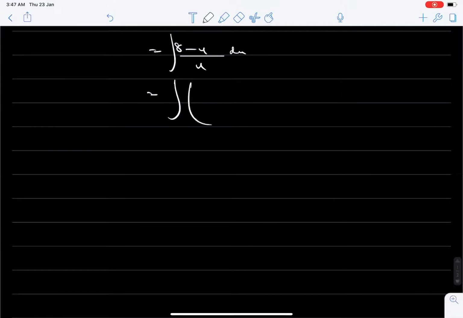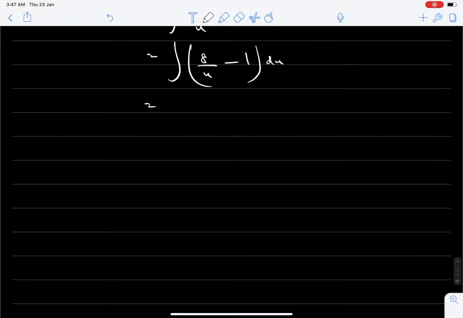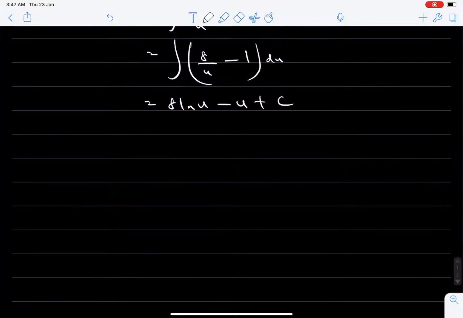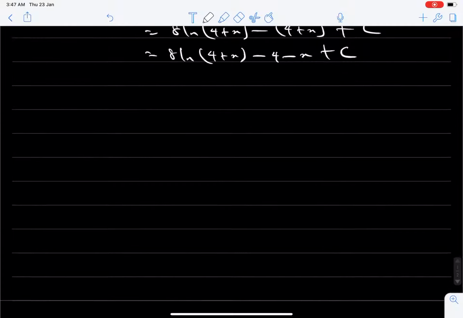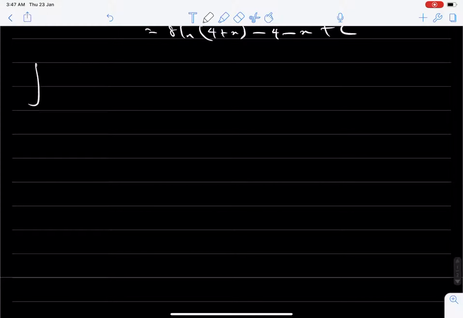And that's the same as the integral of (8 over u minus 1) with respect to u, which is 8 ln u minus u plus c. And that's the same as 8 ln u, and u is 4 plus x, so that's what we write here, minus the same u, which is 4 plus x, plus c. And that means 8 ln(4 plus x) minus 4 minus x plus c. And that's it simply.